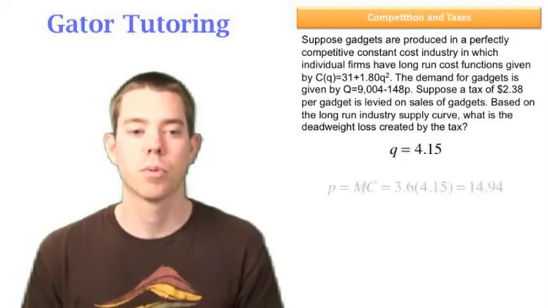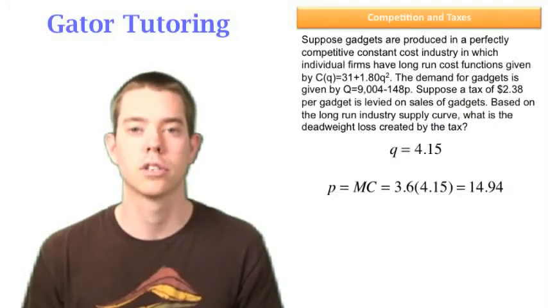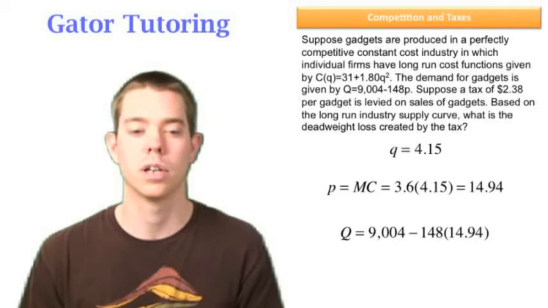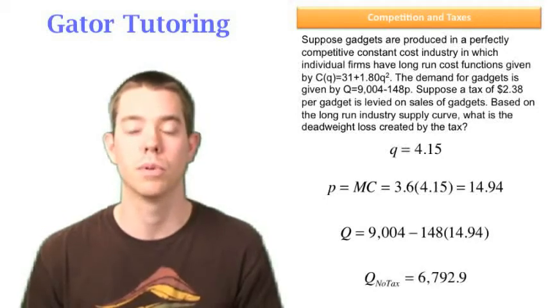Well, we know that Q is 4.15, so we can find price, because price is just equal to marginal cost. So we plug in 4.15 into our marginal cost, and we find that price is equal to 14.94. So we can find quantity demanded, we can find the equilibrium quantity before the tax. So we haven't talked about the tax at all yet. We're just going to find what the initial equilibrium quantity is. So we plug in our price, and we see that our initial equilibrium quantity with no tax is equal to 6,792.9.